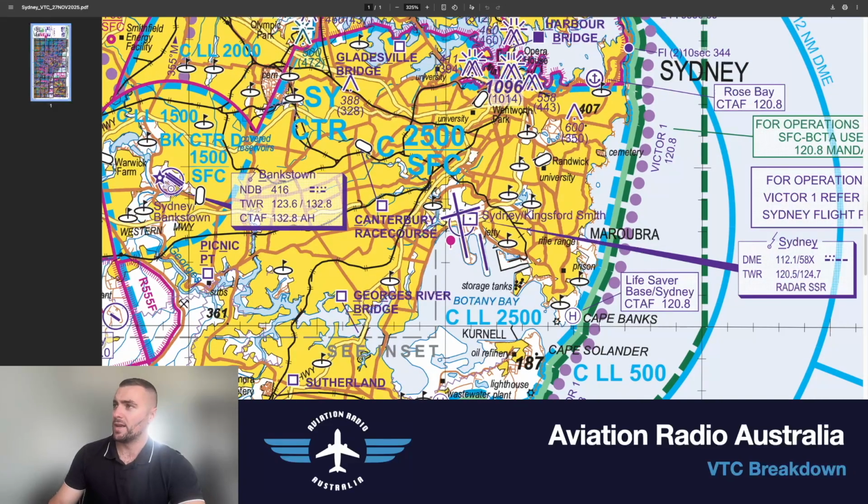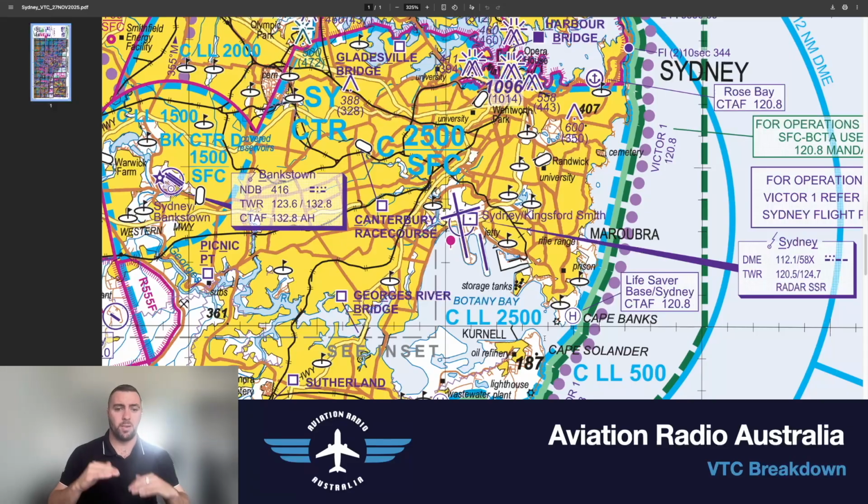If I look next to that SYCTR, Sydney control zone, I can see C. So I know that Sydney is a Class Charlie aerodrome. The control zone itself goes from the surface up to 2,500 feet. You can also see Bankstown Aerodrome off to the west there, and that control zone goes from surface to 1,500. You can see that in both of these instances for Sydney, we have CLL down here, 2,500.